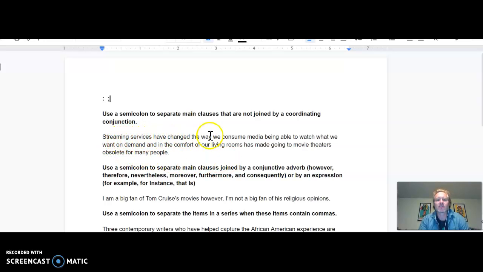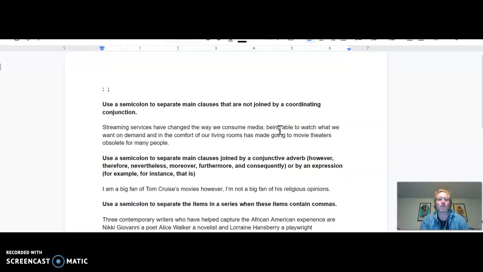Streaming services have changed the way we consume media. You can feel that pause right there as the next sentence begins. So we'll put the semicolon right there. Unlike colons, we do not capitalize the next word, so "being" will remain uncapitalized. That's rule one, and that's the most common semicolon rule.